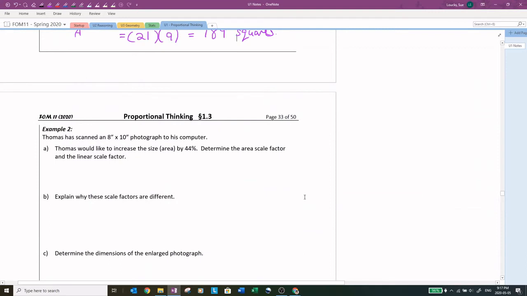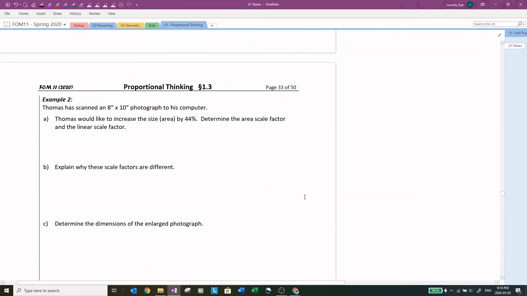Thomas has scanned an 8-inch by 10-inch photograph to his computer. He'd like to increase the size, the area, by 44%. This is actually really important. This told you that the scale, that's 44%, is for area. If you're not told specifically that it's area or volume, which we'll do next, you can always assume that the scale factor given is the linear scale factor, okay? All right, he wants to increase the area by 44%. Determine the area scale factor and the linear scale factor.